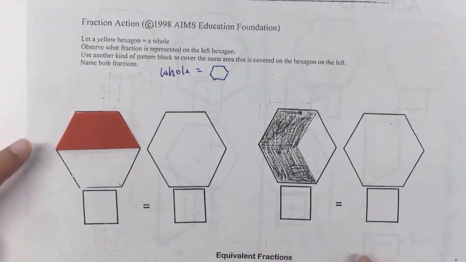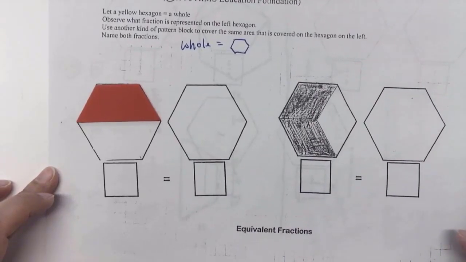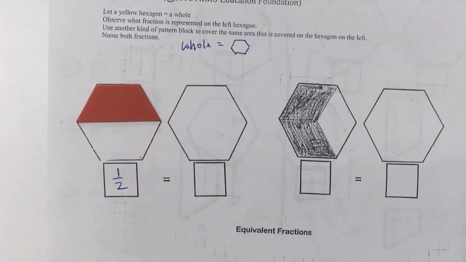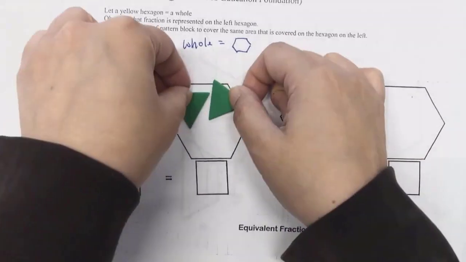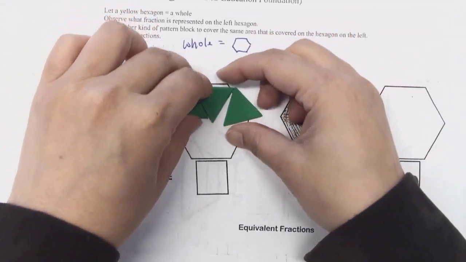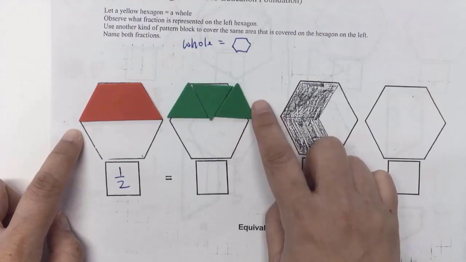So the red one represents what fraction again? 1/2. And then you told me to use the green one. If you use the green one to put on top of there, how many green ones do you need? How many green ones will fill up one of the yellow? So how many of the 6 do we need to cover the same area? 3/6. So we're going to put down this here, and I can see they are covering the same area, right?